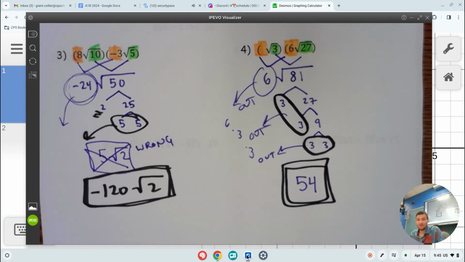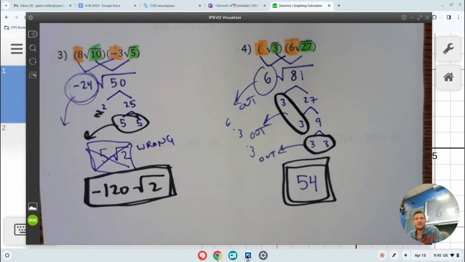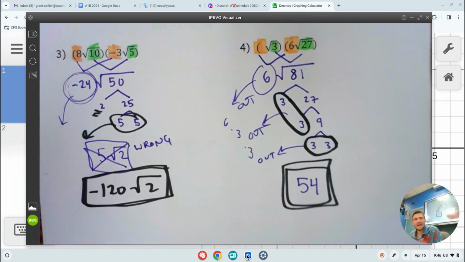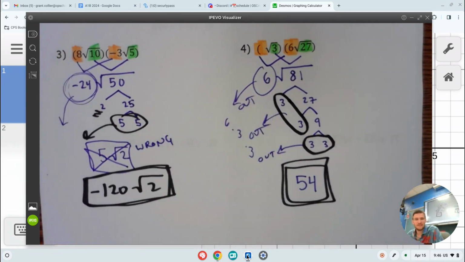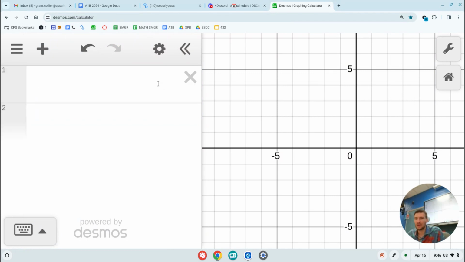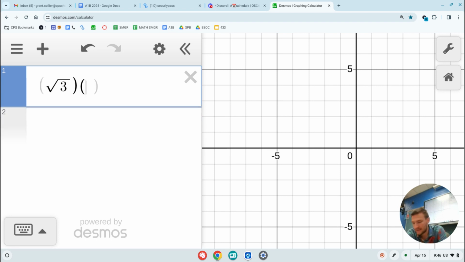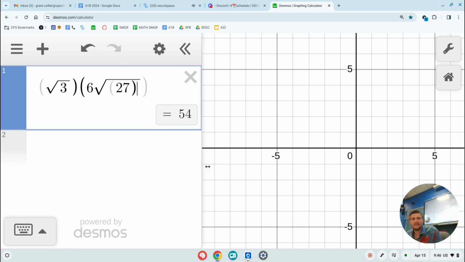Okay? We do not need a square root because there's nothing left inside there. Everybody was able to get out of the square root. Everybody was able to make it out. And that is kind of strange that when you multiply these two little square roots together, you end up getting out. But at the same time, the square root of 81 is a perfect square. So of course we end up with nothing inside the square root because 81 is a perfect square. And just to prove it to you, you can always try this: square root of 3 times parentheses 6 square root of 27. And yeah, we get 54.